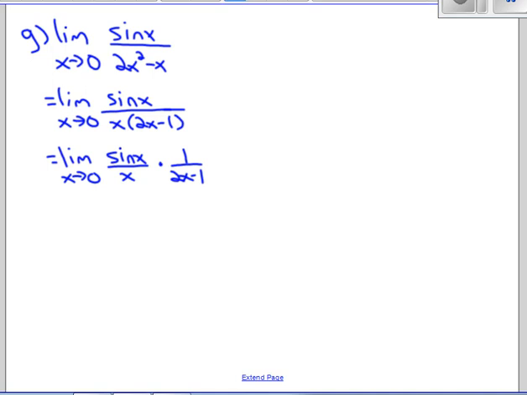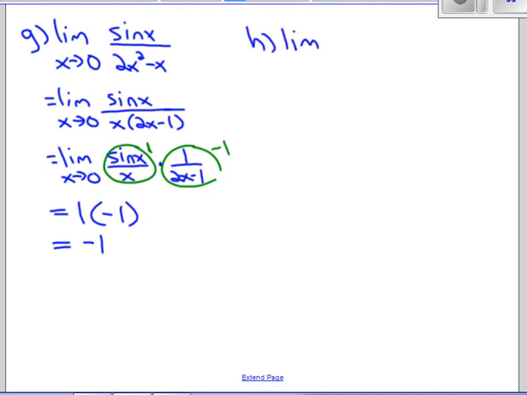And as x goes to 0, this expression right here is going to become 1, and this is going to become negative 1. Okay, so I'm not subtracting 1 from that. I'm just telling you what it's going to become. 1 times negative 1, or negative 1.